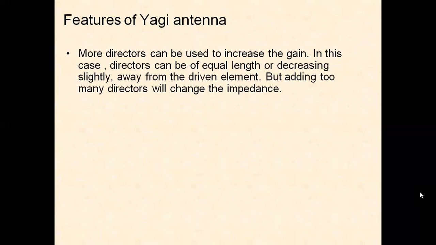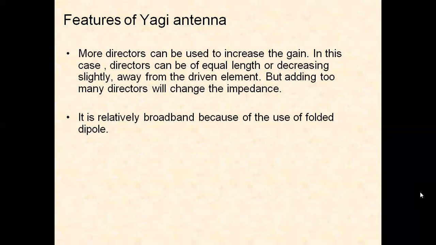It is relatively broadband because of the use of the folded dipole. When it is broadband, we can receive the signal, since each television channel requires a bandwidth of 7 megahertz. To incorporate both audio and video modulation products, 7 megahertz bandwidth is used for each television channel. So this folded dipole increases the bandwidth, and hence it is relatively broadband because of the use of the folded dipole. It has good front to back ratio.